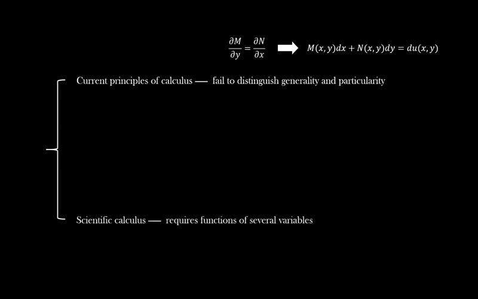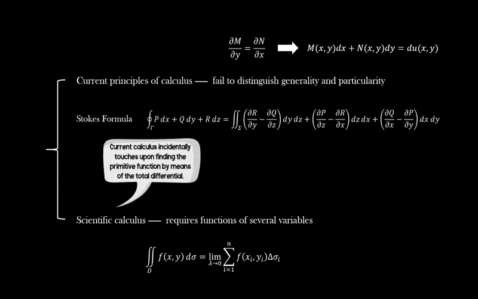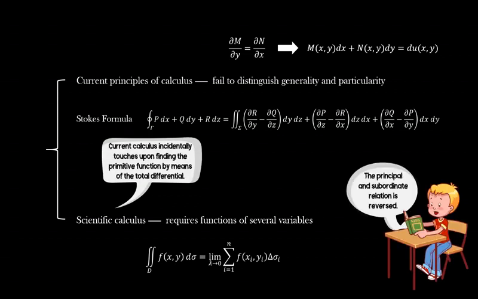Current principles of calculus fail to distinguish generality and particularity. Even for particularity, it only touches upon definite integrals, the exact equation being a special case. Scientific calculus requires functions of several variables, whereas the summation problem is no more than the specific application of the primitive function. In order to display the Stokes formula, current calculus incidentally touches upon finding the primitive function by means of the total differential, which is gratifying. However, the principal and subordinate relation is reversed in the meantime.